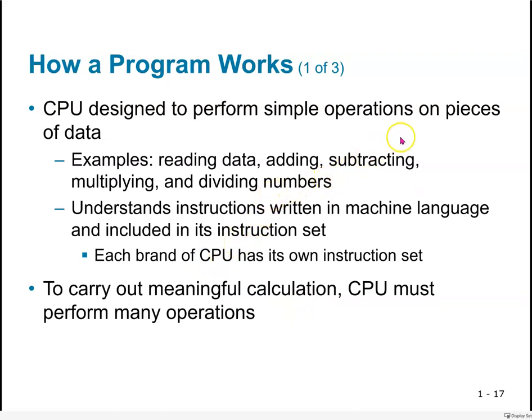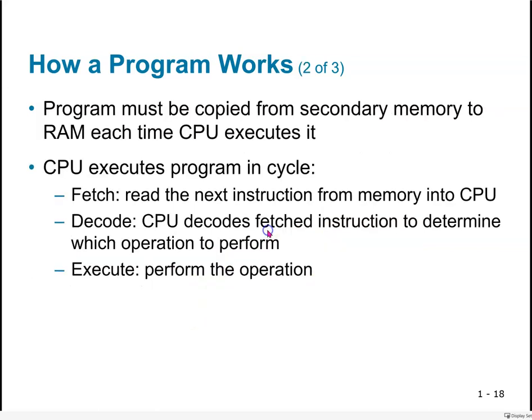The CPU is designed to perform simple operations on pieces of data. For example, reading data, adding and subtracting, multiplying and dividing. It understands instructions written in machine language and includes its instruction set. Each brand of CPU has its own instruction set. To carry out meaningful calculations, the CPU must be programmed. A program must be copied from secondary memory to RAM every time the CPU executes it.